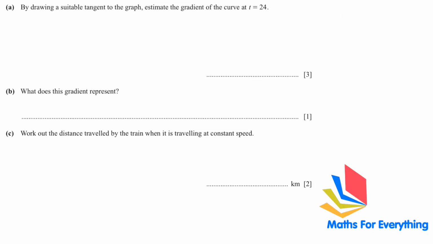Next part of the question, what does this gradient represent? The gradient in a speed time graph always represents either acceleration, or if it is negative, deceleration. Both the answers are right.